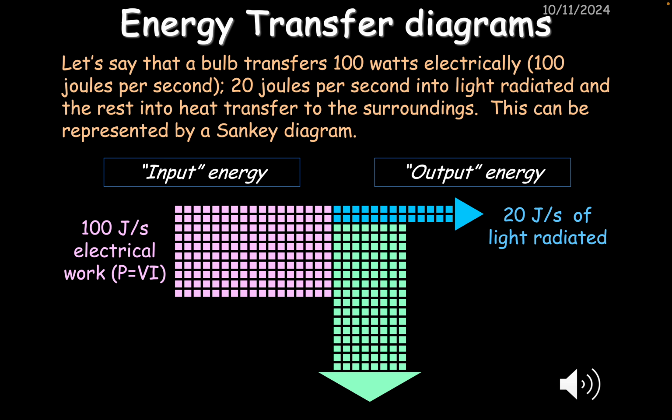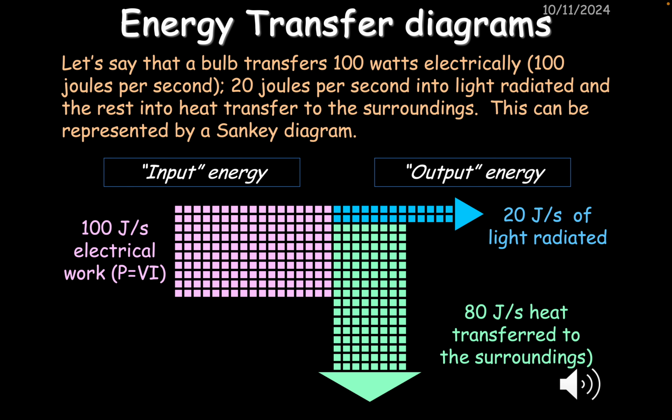So here you see that the green arrow is the wasted form. It's unwanted, 80 joules per second turns into heat from the electrical work that's being done. And only 20 joules per second is radiated as light in this particular example. So that means it's only 20% efficient. So Sankey diagrams are a visualization of efficiency. Okay, the blue arrow is useful, the output energy you want, and the green arrow in this case is the wasted energy. So you can change efficiency situations into what they call Sankey diagrams.